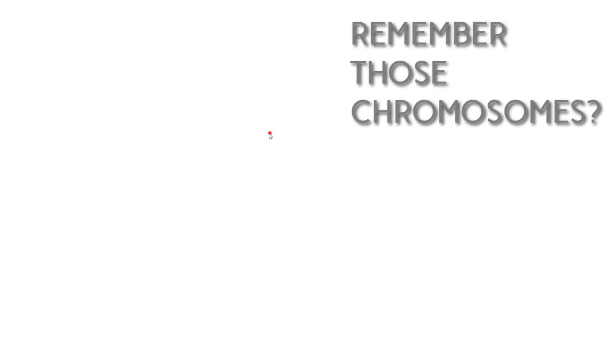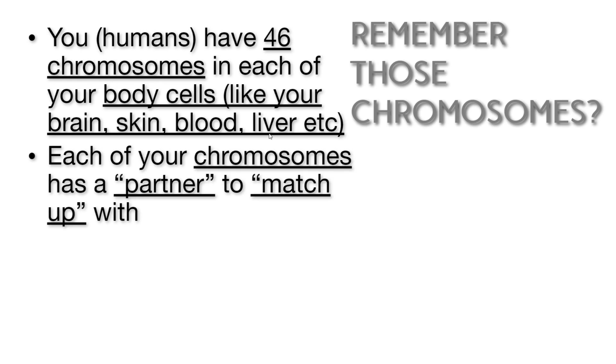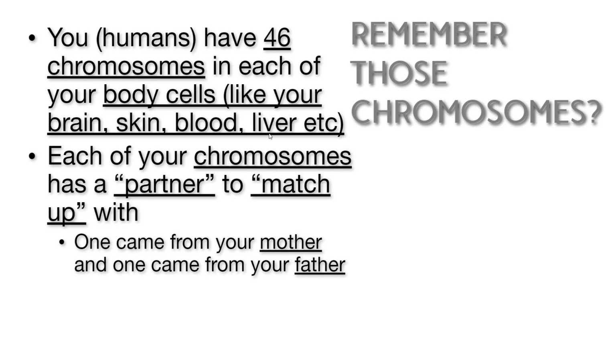Remember those chromosomes we were talking about before? Okay, you, as a human, have 46 chromosomes in each of your body cells, like your brain, your skin, your blood, your liver, all of your cells all over your body. Each one of them has 46 chromosomes, okay? Each of your chromosomes has a partner or a matchup with them. One came from your mother and the other came from your father. So one from mother, those genes came from the egg, and the one from your father came from the sperm.